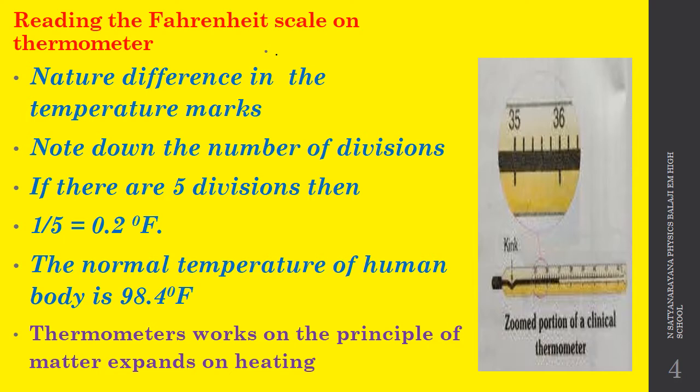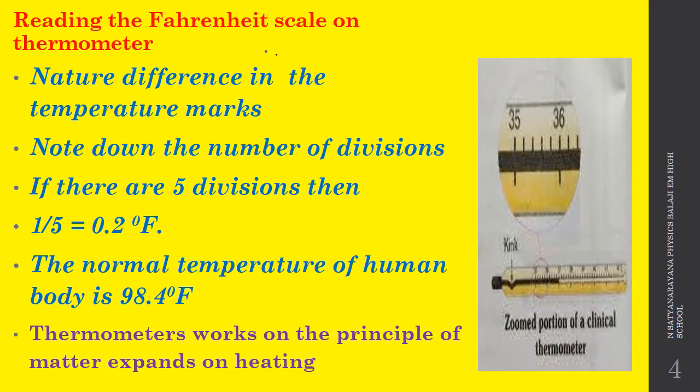So what may be the minimum value reading for one division? It is normally from 35 to 36, 1 degree, isn't it? 1 degree by 5 will give you 0.2 degrees. Okay, so like that you can measure the minimum temperatures. Okay, 35.2 or 35.4 or 35.6, 35.8, then 36, like that. Okay, normally our human body temperature is 98.4 degrees Fahrenheit. In Celsius, it is 36.9 degrees Celsius.